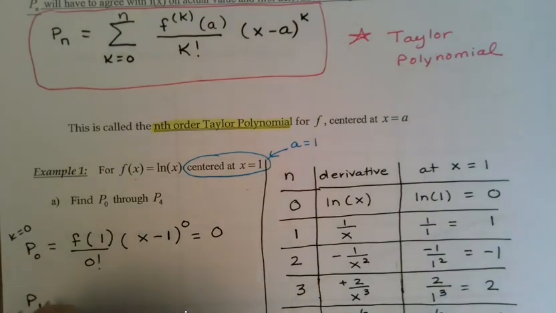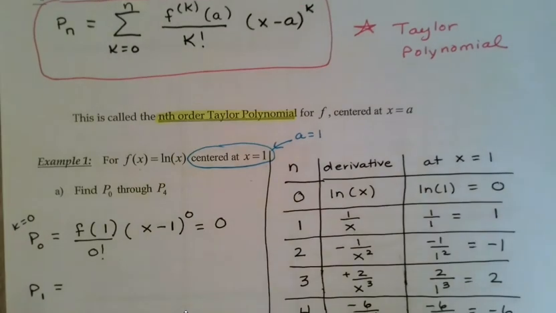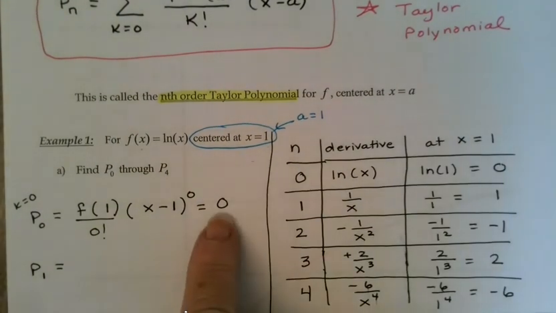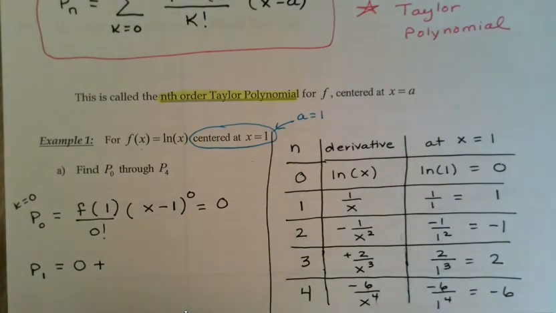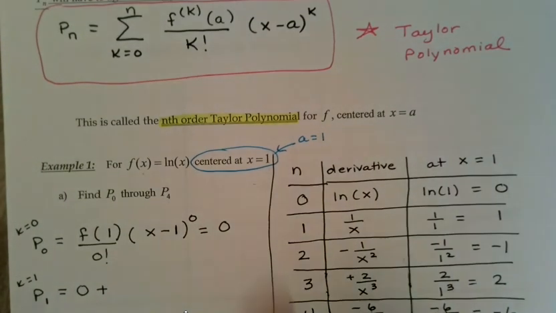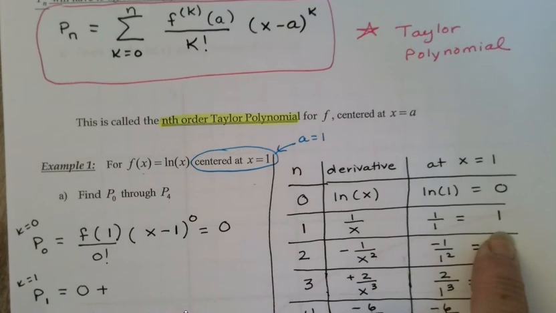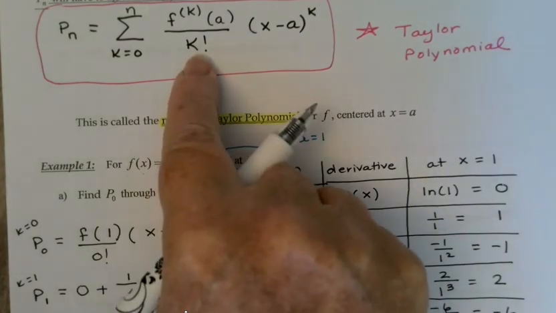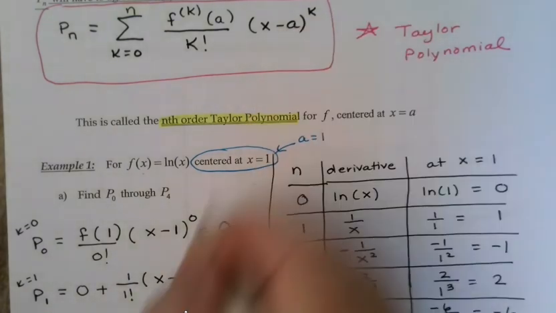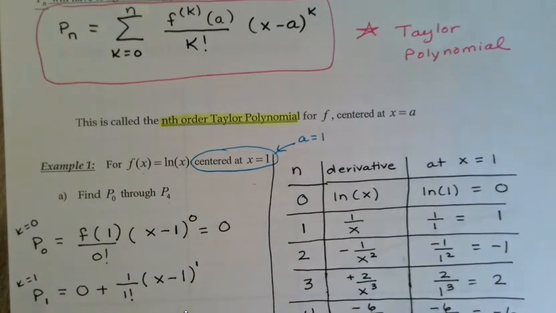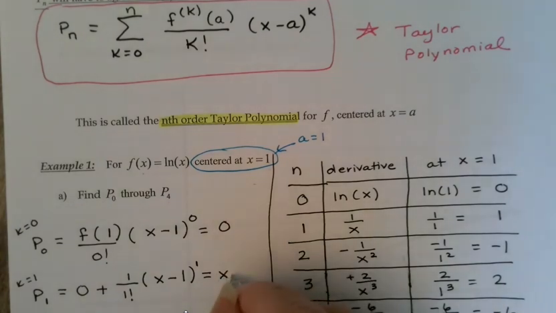All right, let's go to P1. Now the nice thing about these is they build on each other. So P1 is going to be what we had before, which was 0, plus I'll add on a k equal 1 term. So when I do k equal 1, I have the first derivative, which I have over here in my chart, is just 1, over 1 factorial, times x minus our a, which is 1, to the first. 1 factorial is just 1, so I'm just going to get x minus 1.